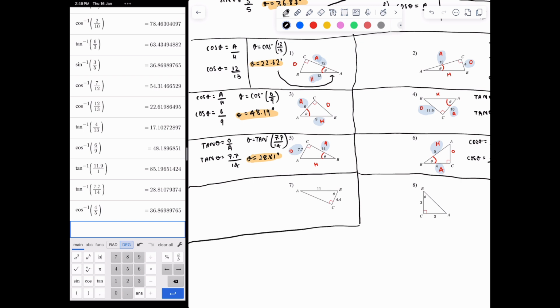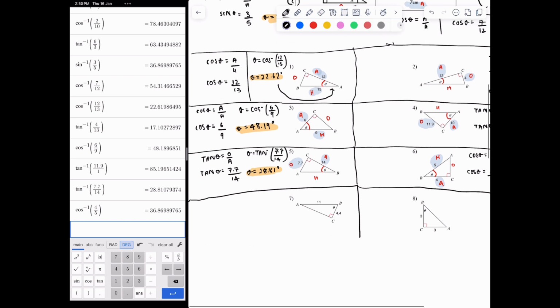Now we've got number 7. Again, let's label the triangle. We've got the adjacent, which is in between the two angles. And then we've got the opposite, which is opposite that angle. And the, I was going to say hydrogen, but it's hypotenuse. We've got A and H given to us, so that is the cosine function, CAH. And then we have to substitute those values in, which is 4.4 over 11.